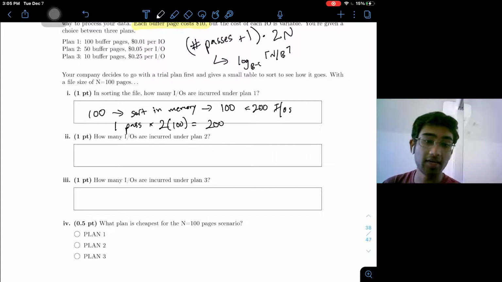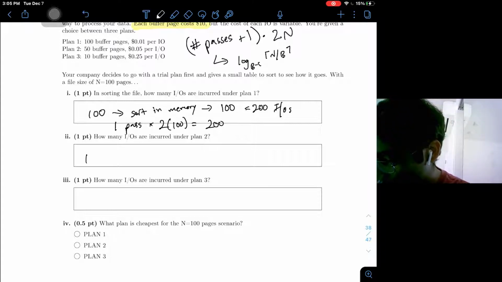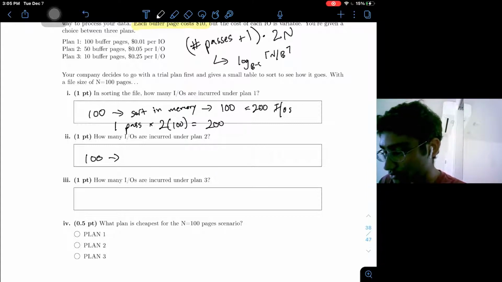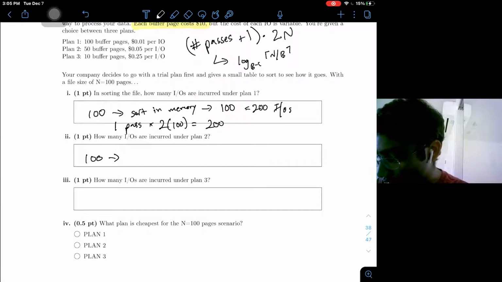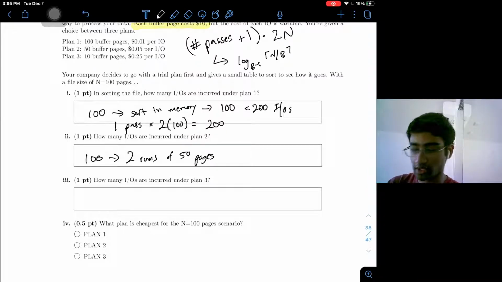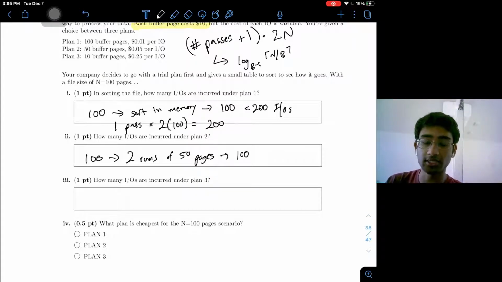Then we're asked how many IOs are incurred under plan 2. In this case, we read in the 100 pages. We sort this in memory, and in this case, we only have 50 buffer pages, so we're going to get 2 runs of 50 pages. Right, and each of these runs is sorted. Then we need to merge those runs together. But first we write the runs to disk, right? So that's going to be 100 IOs to write it to disk.